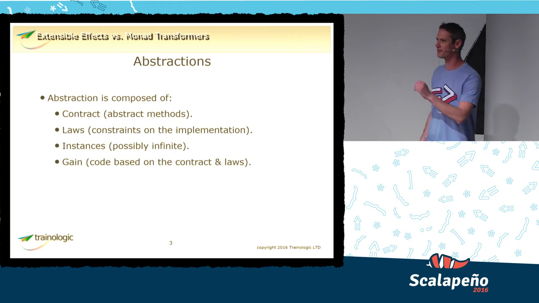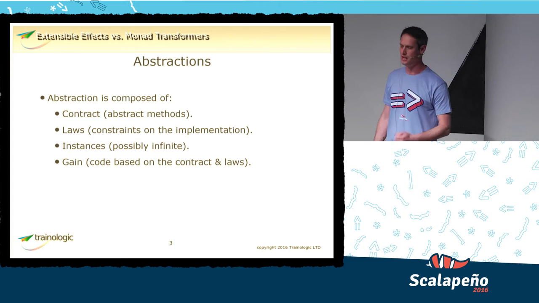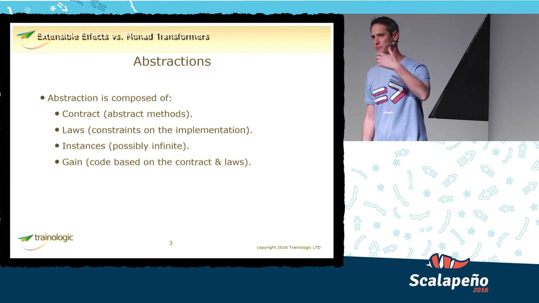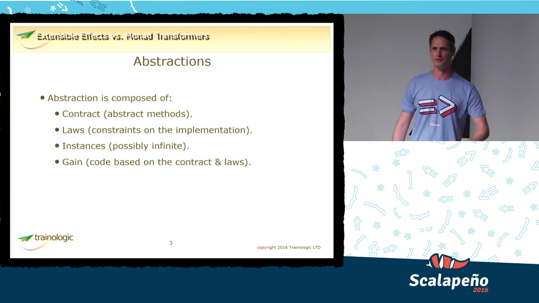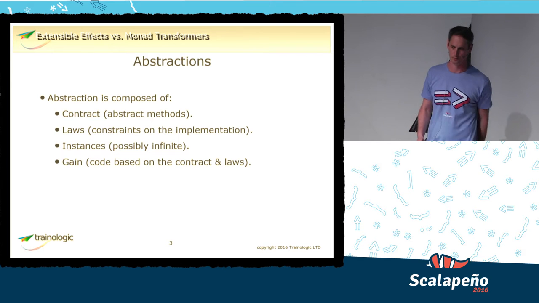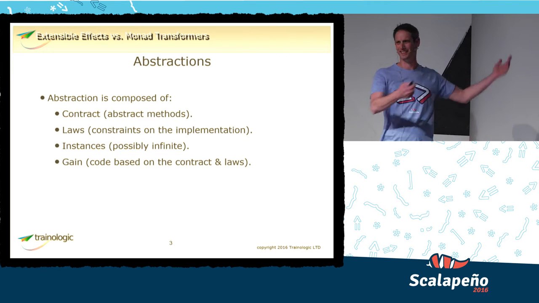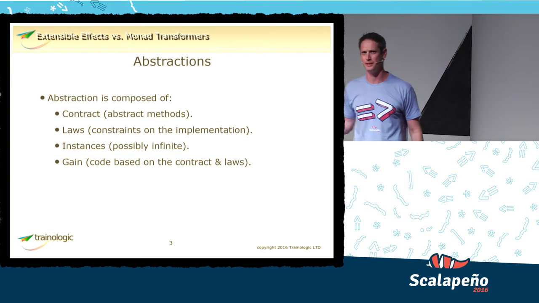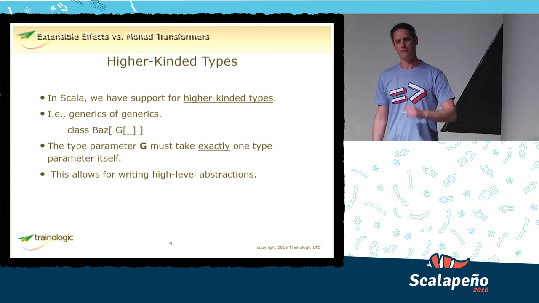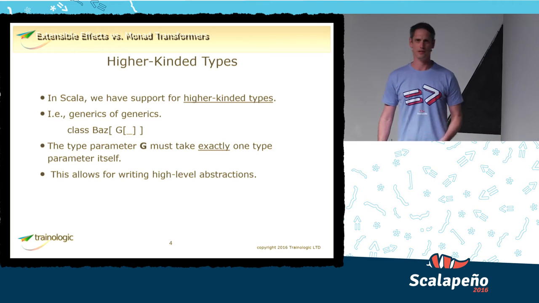And the most important thing in the abstraction is the gain. What can I write in a single place that I will not need to repeat myself? For example, sorting a list, minimum and maximum, according to ordering or comparator. Now, what's that got to do with Monad transformers? Let's see. Okay. So, we are familiar with the simple abstractions like ordering.